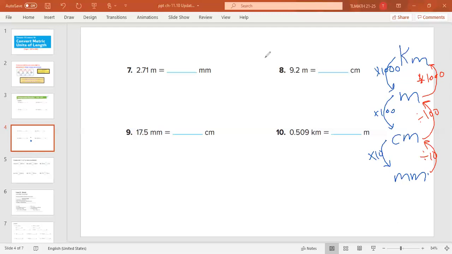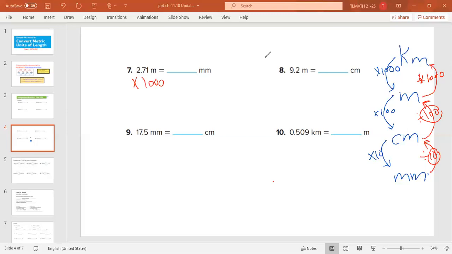Okay, let's have question number 7 here. Convert from meter to millimeter. Here I'm going to use the multiply from big to small, from large to small. You are going to multiply. So I'm going to write multiply. From meter to millimeter, you are going to multiply by 1000. Why? Because here I have 100, here I have 100, here I have 10. Both of them together, you can add the zeros, collect them, so it will be 1000.